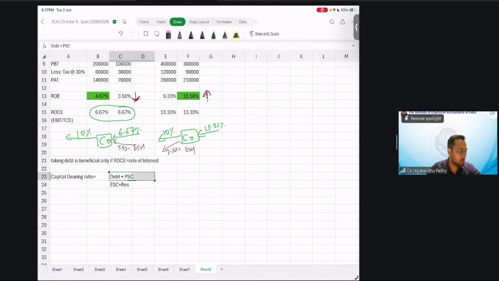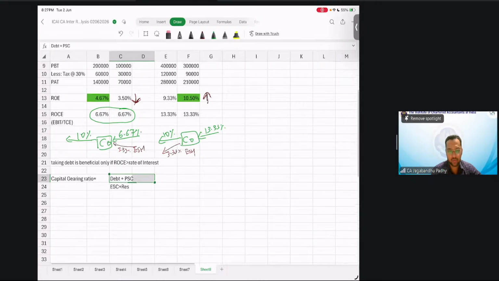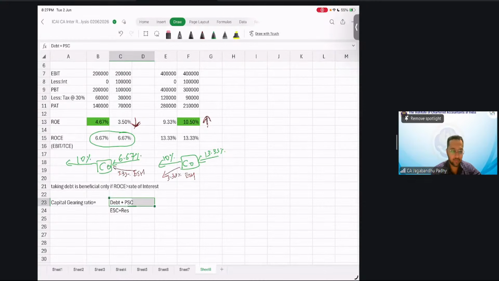Sir, can you please repeat this again? Actually, I got confused. Capital gearing ratio is going to tell you what is the level of gear or the risk that you're having in your business. Okay. But in both the situations, there was a difference of only the rate of taxation. No, sorry, here is the debt. In both the situations, debt is the same.